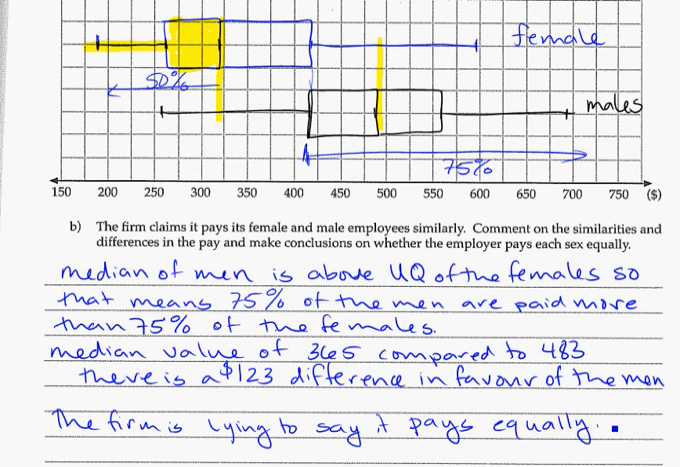Again, looking at this, we can see 75% of the men's population makes more than 75% of the females. So from here down, that's 75%. And it's actually probably even more than that. But as we see, the box and whisker graph gives us good information. We can compare the medians, see that one is significantly lower than the other, and we can look at percentages of the population and see that 75% of the men are actually paid more than 75% of the females. So definitely not a fair situation.